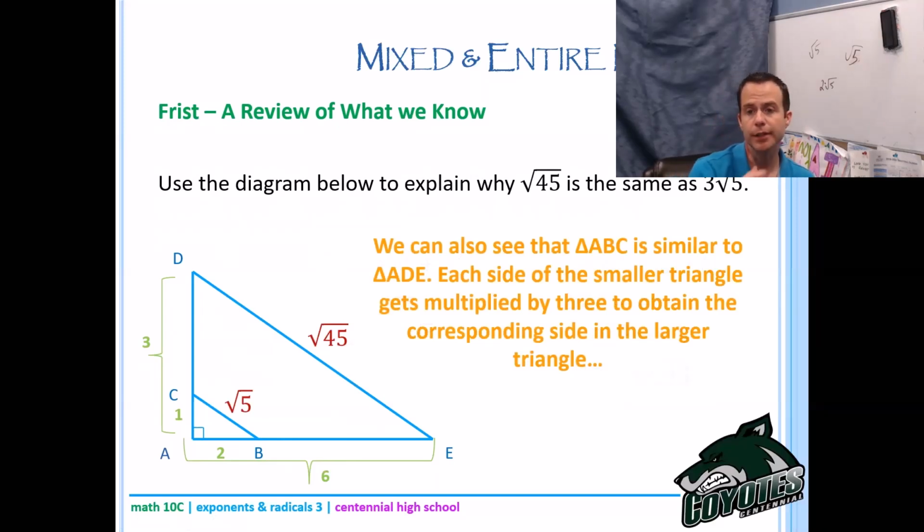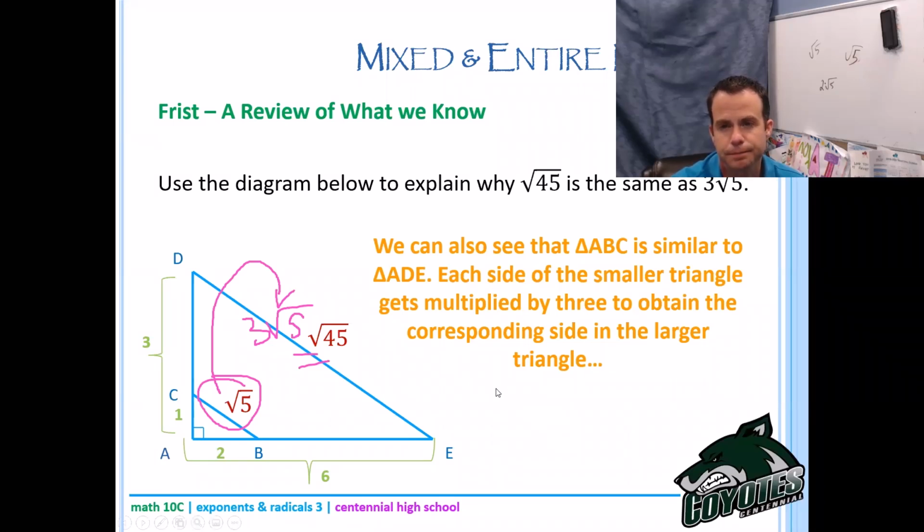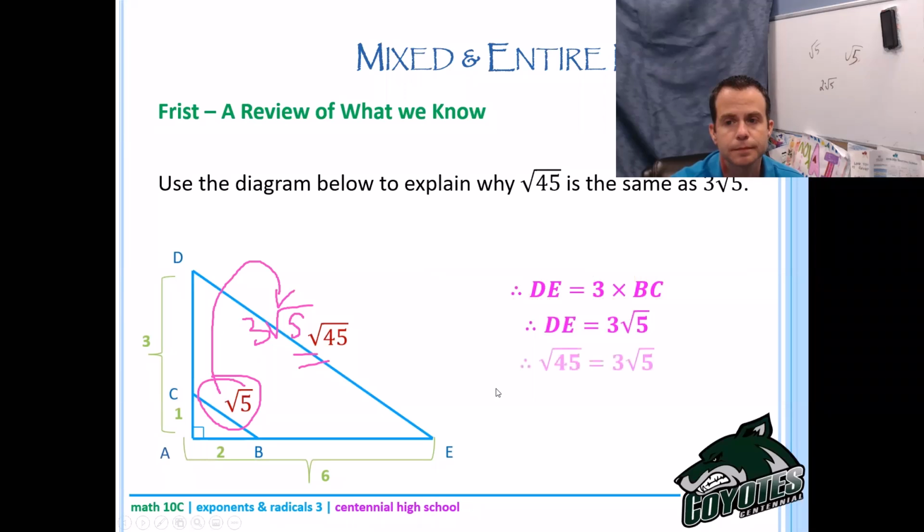But then we're going to have this similarity conversation. I see that every side of the little triangle gets multiplied by 3 to be the corresponding side of the larger triangle, which means root 5 would have to get multiplied by 3 to become this side, which means that side could be represented as 3 root 5, which means 3 root 5 has to be the same as the root of 45. Again, I haven't shown you how to do the conversion yet. We're just playing around with the notion that they are the same and using things that we've already done before to show that they're the same.